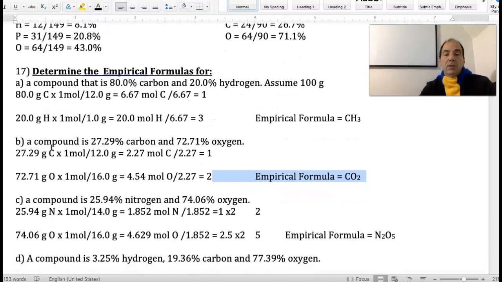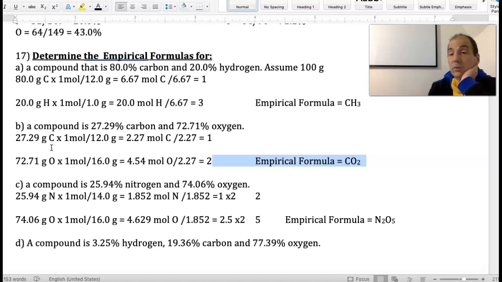Now, I wanted to go through C, and since the work is already there and I forgot to white it out, we'll just go with it right now, okay? Because there's something different that happened here. So I took the 25.94% of nitrogen, made 8 grams.